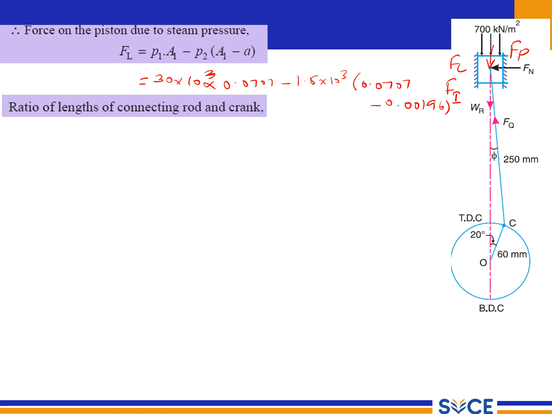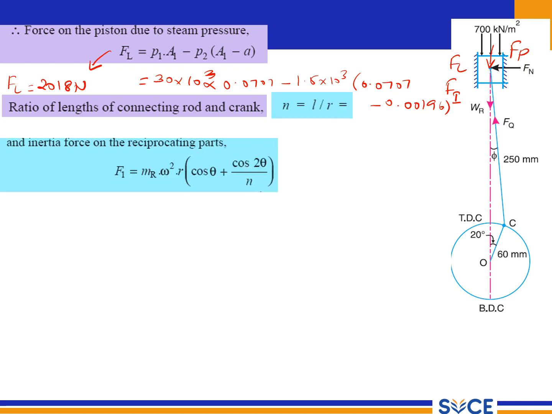Using the calculator, I am getting FL equal to 2018 Newton. So next I have to calculate the inertia forces. For that I need the ratio of the connecting rod to the crank. It is going to be n equal to L by R.